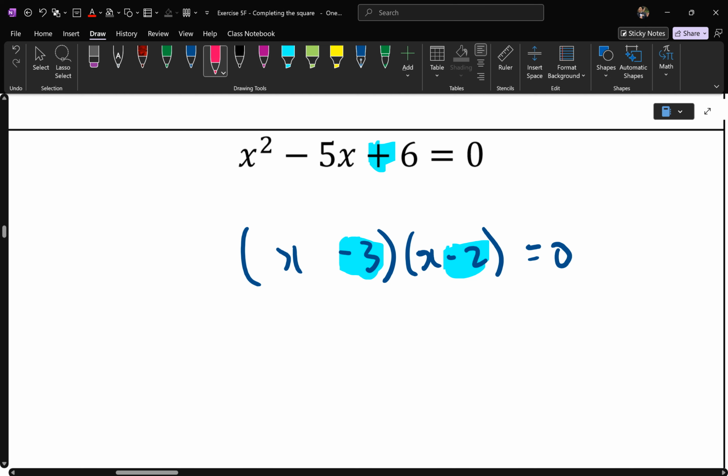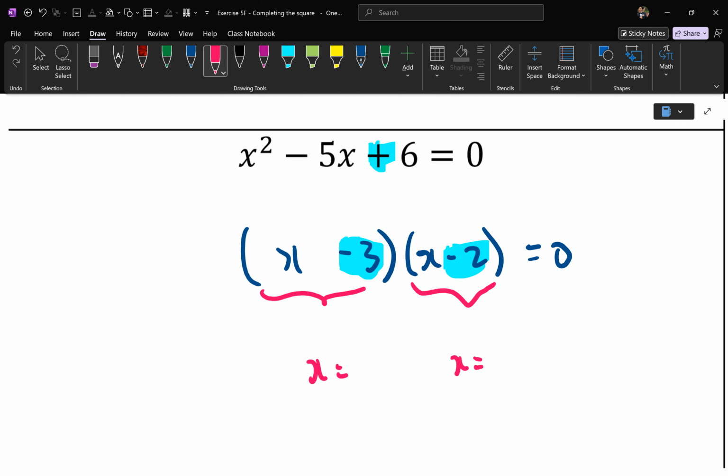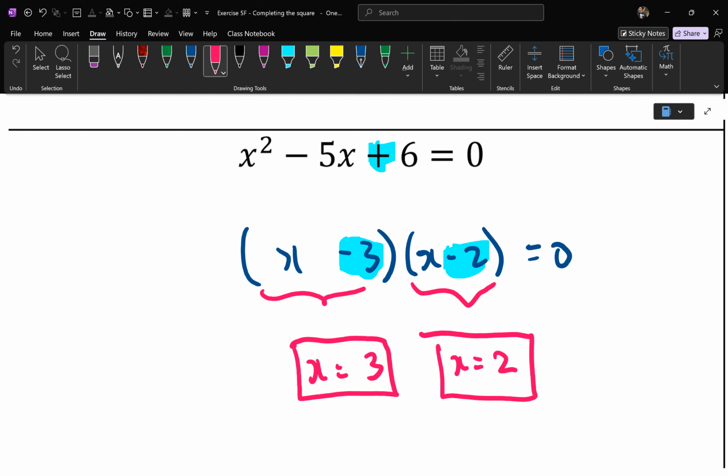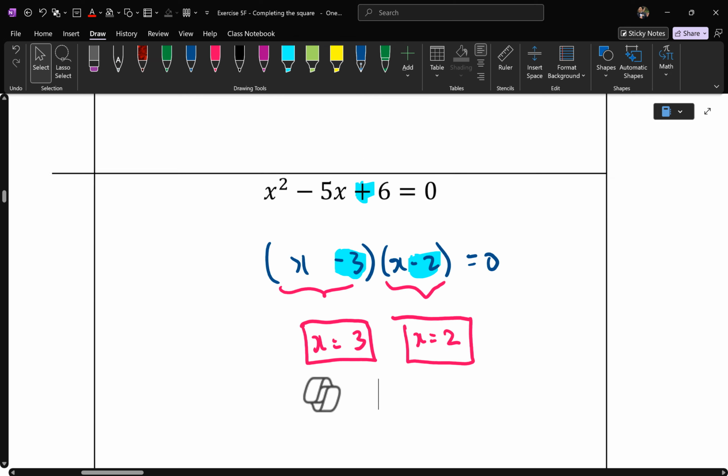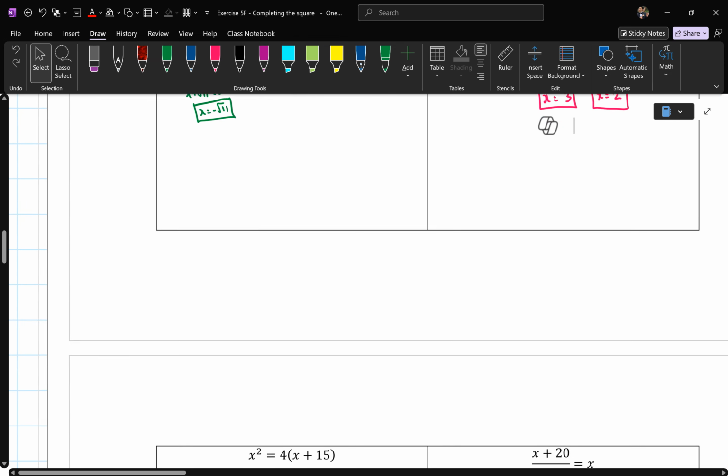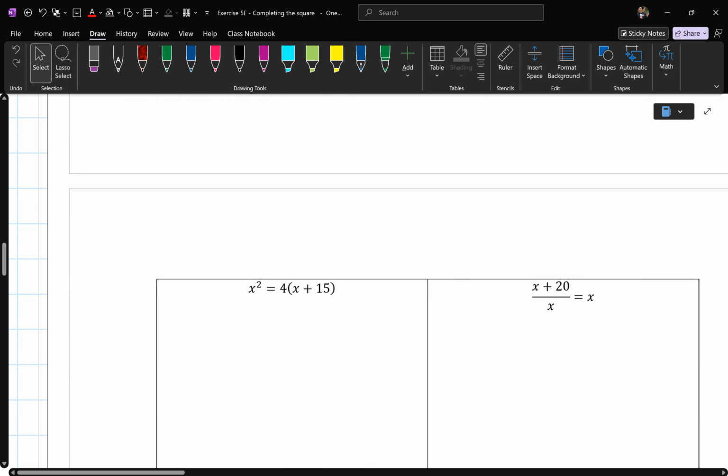Now that we've factorized it, null factor law tells me x must equal to... What did I have? Let's go with Sam. Close. It was 2 or 3. Did you say negative 3? Oh, sorry. My bad. X equals 2 or 3. That is correct. 2 or 3. Very good. Next one. Flip over the page.